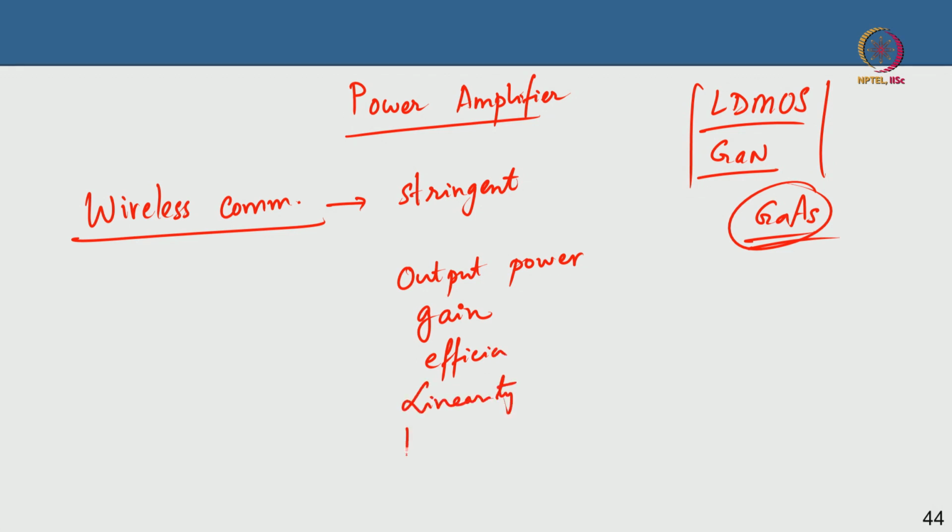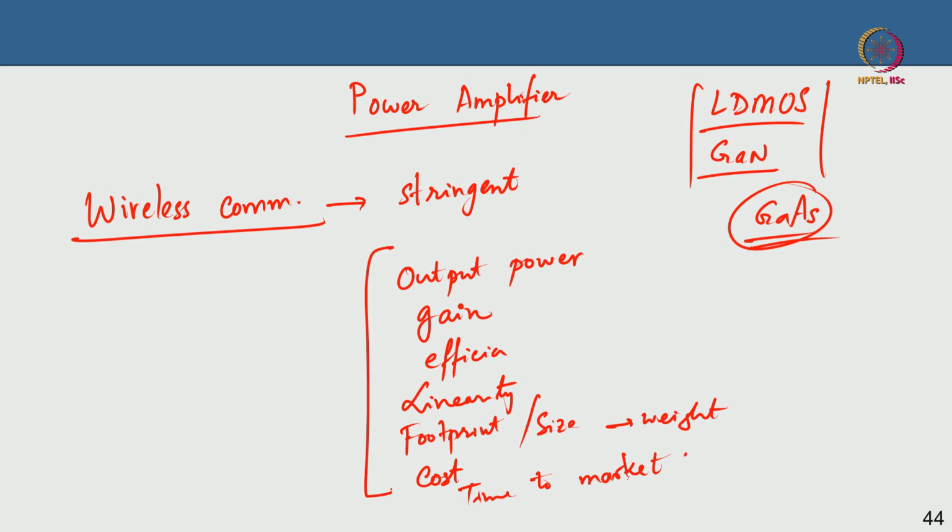There are things like footprint or size, and of course the weight, the heat dissipation, then cost, then things like time to market. Even if it is low cost, the time to market may be large. All of these have very conflicting requirements. In other words, when you try to improve one of the parameters, many other parameters go for a toss, and these constraints are increasingly becoming more stringent as we are talking today.